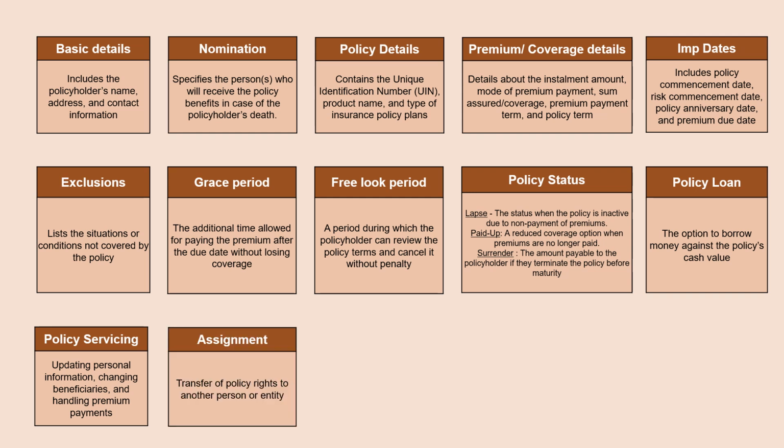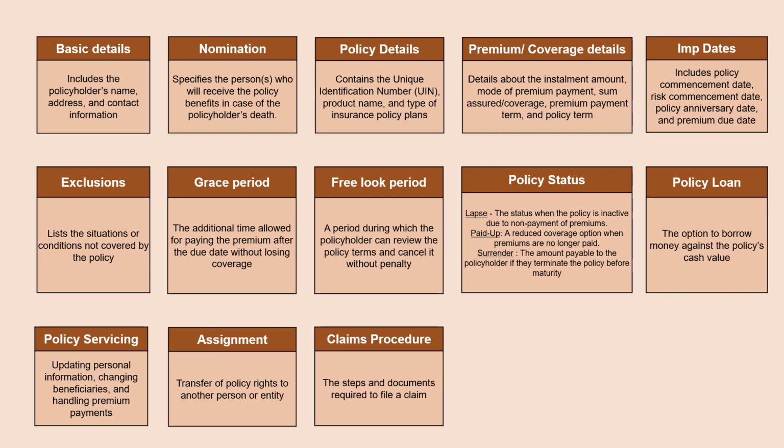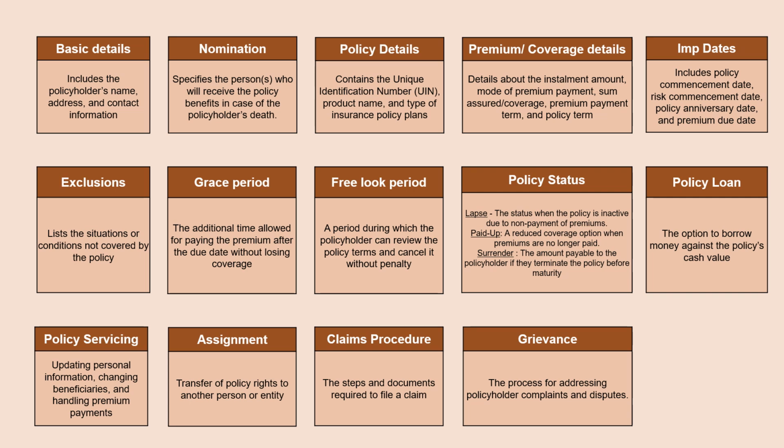Assignment. This feature allows the policyholder to transfer their policy rights to another person or entity. This can be done for various reasons, such as using the policy as collateral for a loan. The assignee then gains the right to receive the policy benefits while the original policyholder retains the responsibility for premium payments. It's important to notify the insurance company and follow their procedures to ensure the assignment is valid. Claims procedure. This section outlines the steps a policyholder must follow to file a claim and receive benefits under the insurance policy.